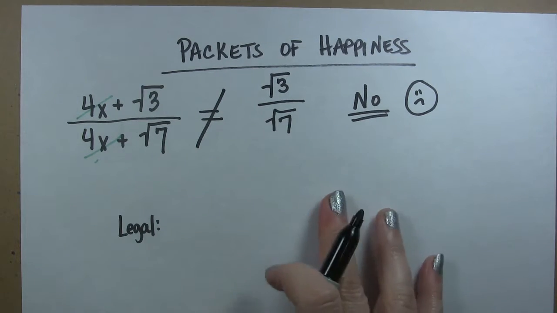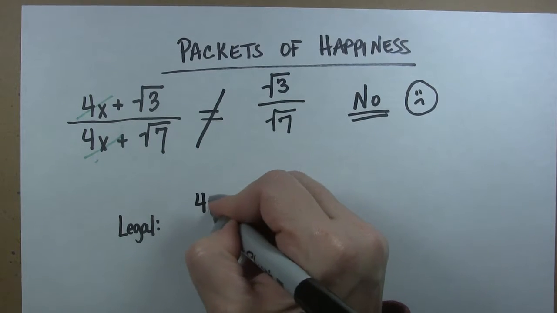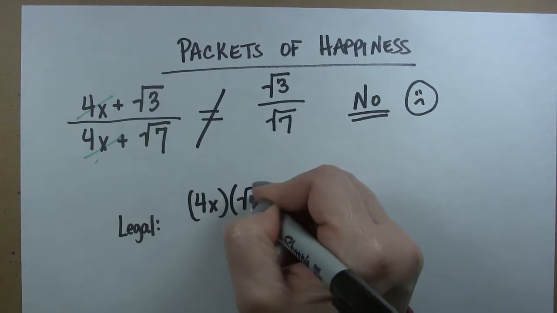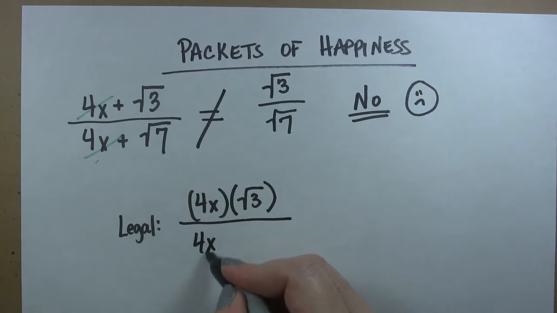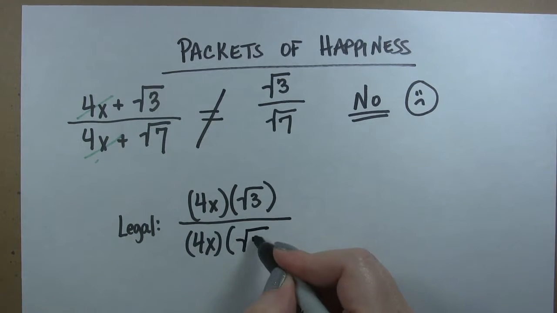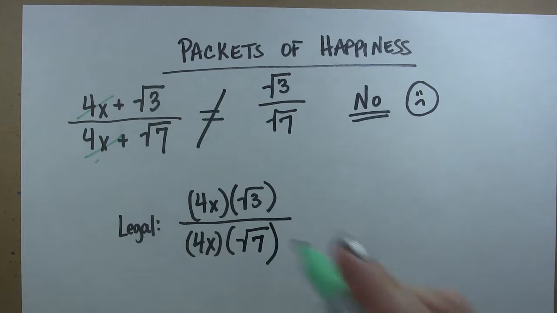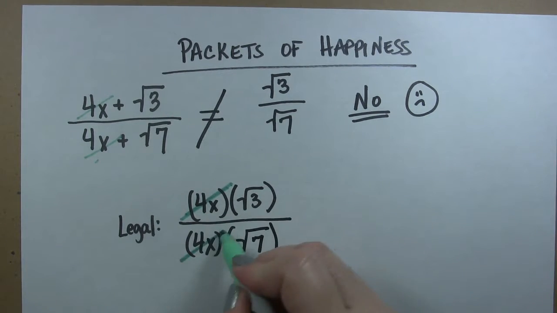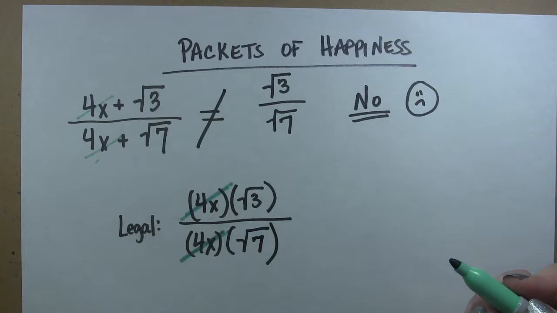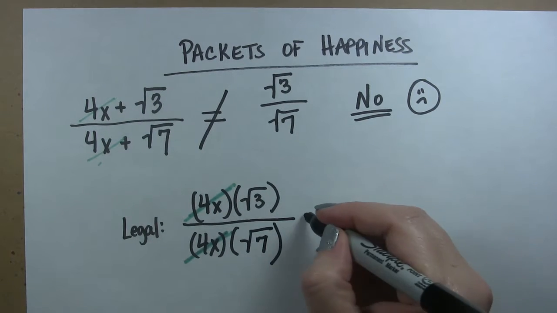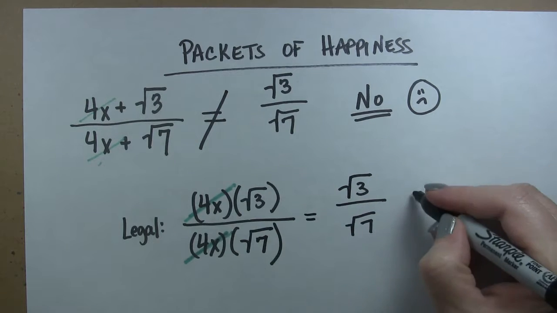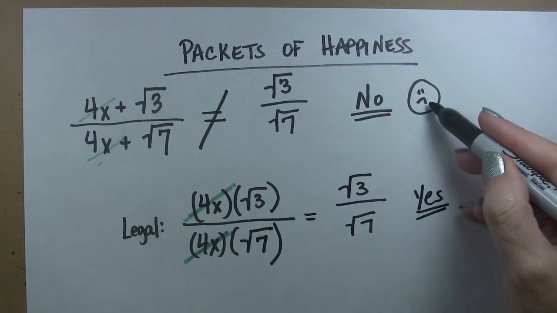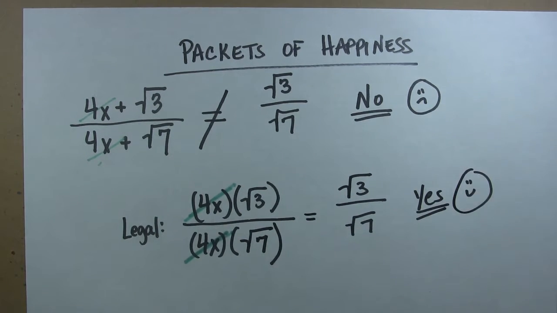Let's say you have a very similar problem. You have 4x, but now it's 4x times radical 3 over 4x times radical 7. Now you are perfectly able to cross those two things off so that you get radical 3 over radical 7. This was a no, but this one is a yes.